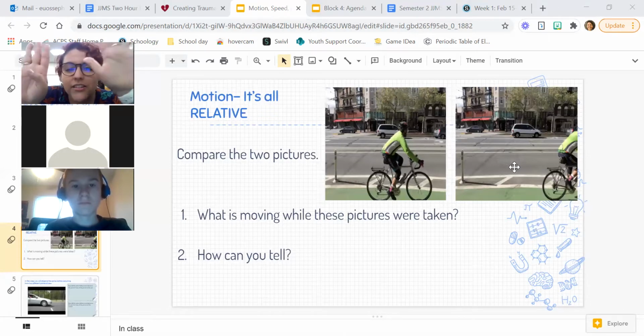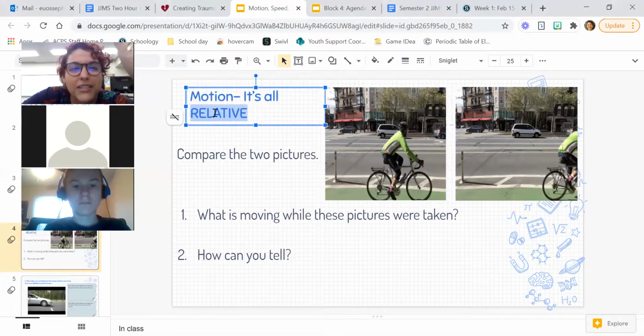Right? So we can see motion as being relative. So to be relative means it depends on the situation, right? So by looking at this picture, the only thing that's changed is the man on the bicycle. So we can assume that the man on the bicycle is moving.